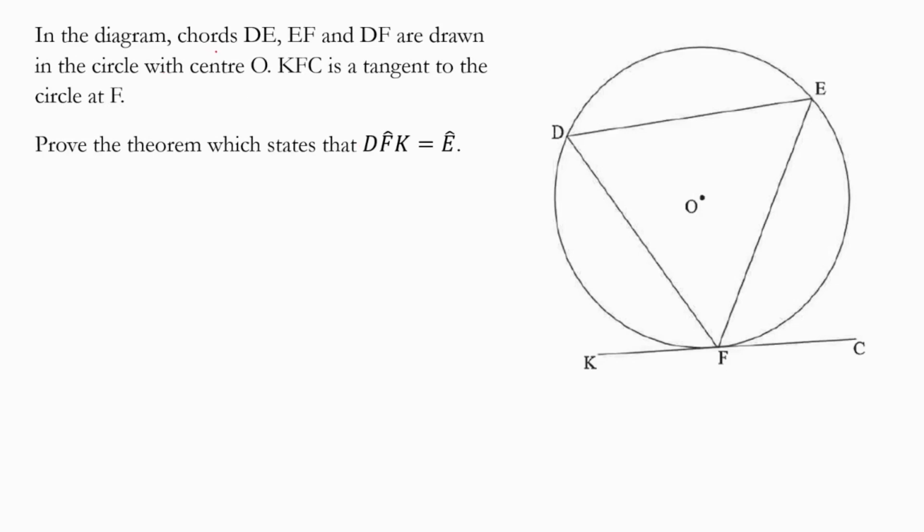Let's do question 11.1. In the diagram, chords DE, EF, and DF are drawn in the circle with center O. KFC is a tangent to the circle at F. Prove the theorem which states that angle DFK is equal to angle E. So we want to prove that this angle is equal to this angle.